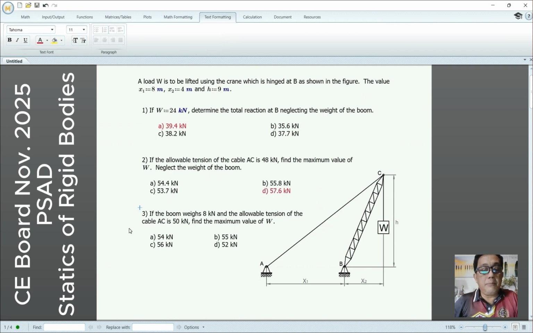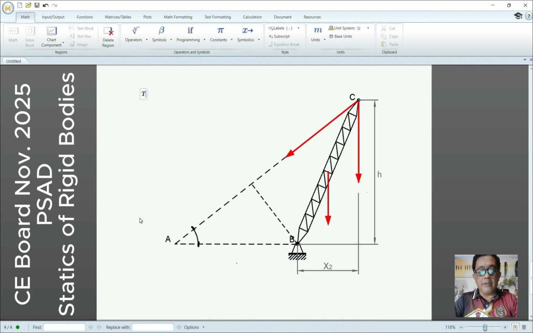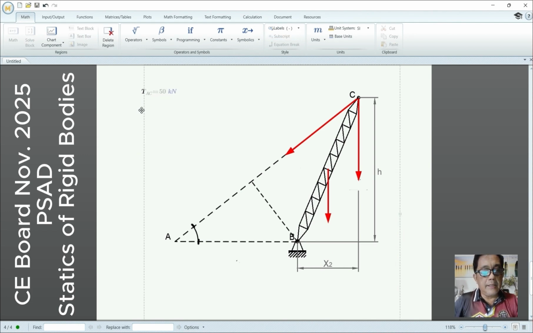So letter D, 57.6. Number 3, if the boom weighs 8 kilonewtons and the allowable tension of the cable is 50, find the maximum value of W. It's just similar to number 2, except we have an additional force, the weight of the boom, and the tension becomes 50. So here is the figure again. Our T sub AC is 50 kilonewtons. Our weight of the boom, let's call that W sub boom, is 8 kilonewtons. So this is what we need to find, W. This one here is the weight of the boom, and T sub AC here.